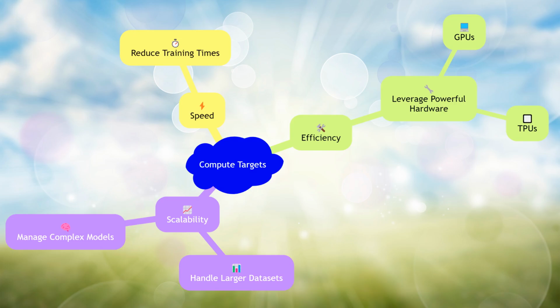Compute targets are vital because they determine the speed and efficiency of your machine learning tasks. They allow you to leverage powerful hardware, such as GPUs and TPUs, which can significantly reduce training times. Moreover, they enable scalability, allowing you to handle larger datasets and more complex models.